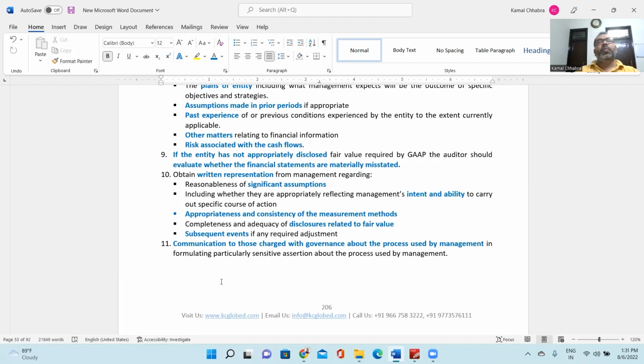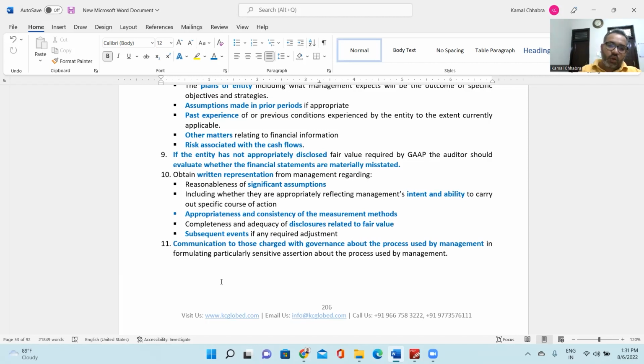What all things will we be taking representation from management on? First one is reasonableness of the significant assumptions taken by the management. Second is intent and ability to carry out those specific courses of action which management has confirmed. Then appropriateness and consistency of the method used, completeness and adequacy of the disclosure made, and whether the subsequent event, if any, requires any adjustment in those estimates.